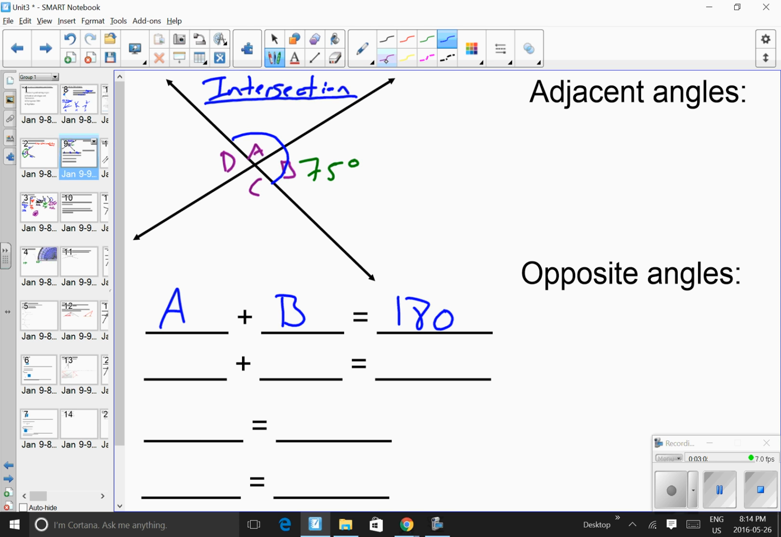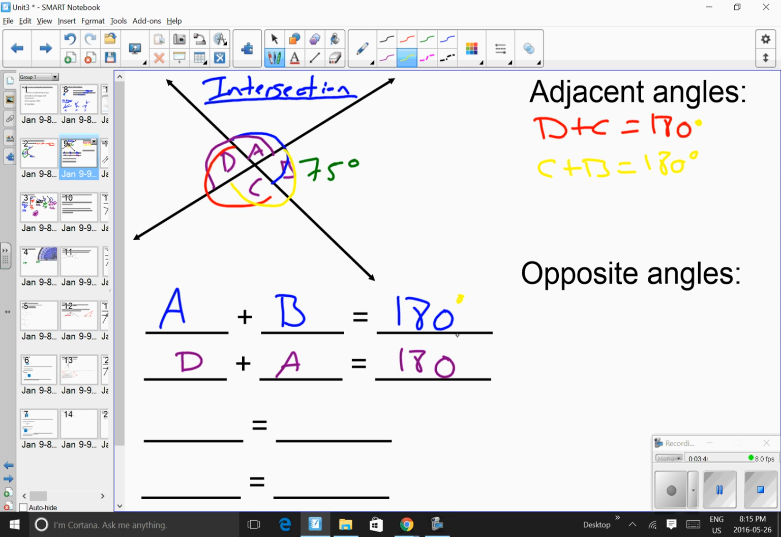And, well, looky there. I've got another straight angle right here, if you look at two of them. D plus A has to equal 180 degrees. Another one here: D plus C has to equal 180 degrees. And lastly, C plus B has to equal 180 degrees. These are all degrees. So that's kind of cool.